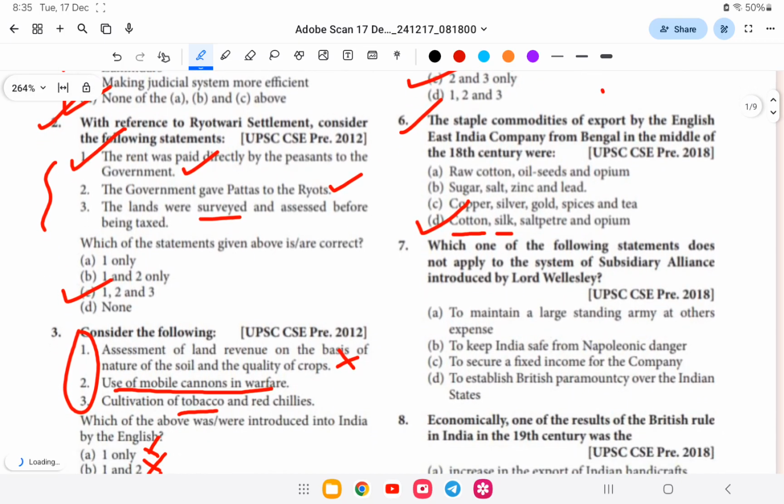Let us go to question number 7. Which one of the following statements does not apply to the system of subsidiary alliance introduced by Lord Wellesley? Lord Wellesley introduced the subsidiary alliance in 1798, first with Hyderabad. Under the subsidiary alliance, suppose there is a kingdom, like the Nizam of Hyderabad, and the British Empire. Through the subsidiary alliance the British Empire, because they were superior in power, gave weapons, a standing army and an organized army.